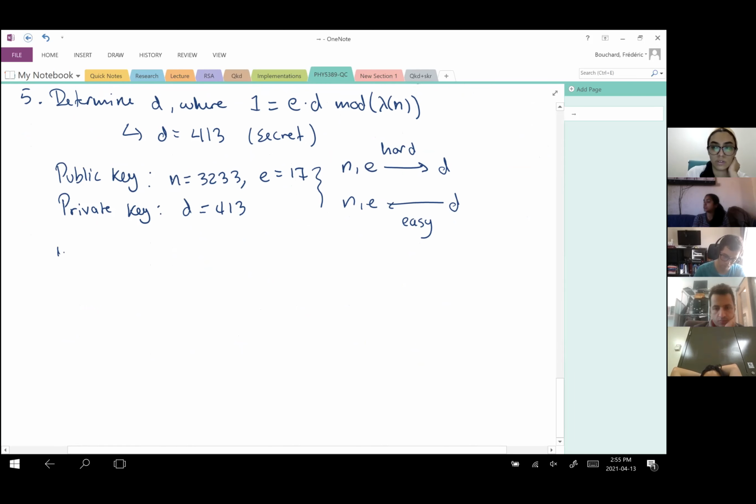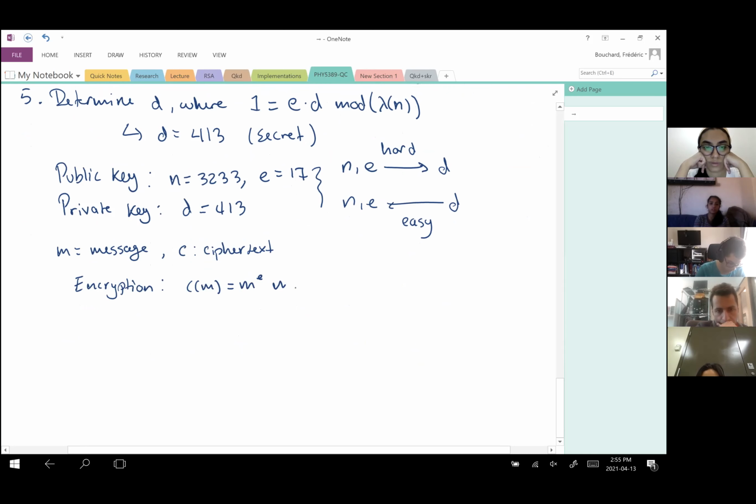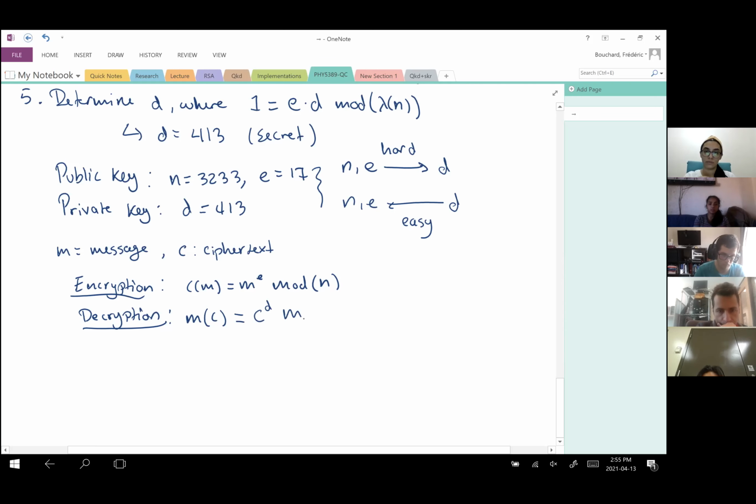Okay, and then how the encoding works is you have a message, M, and you have a ciphertext, C. So the encryption looks like this, C = M^e mod n, and the decryption is the other way around. So how do you get the message from the ciphertext? That's C^d. So as you can see, the numbers that we've been calculating, they're actually the exponents here.